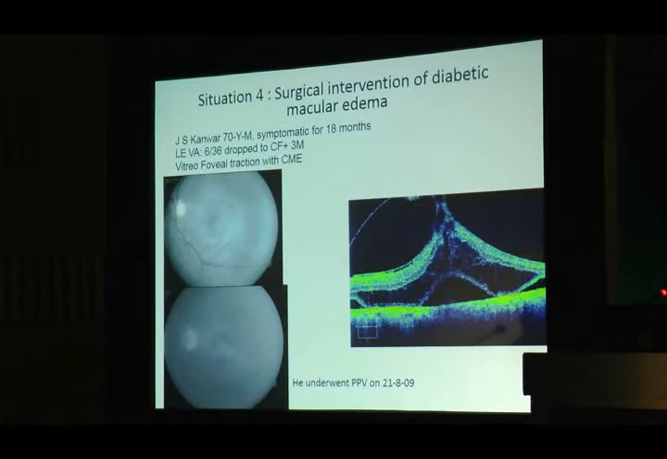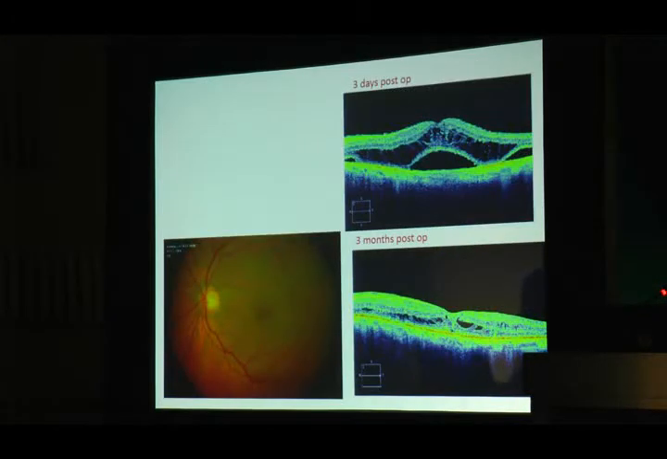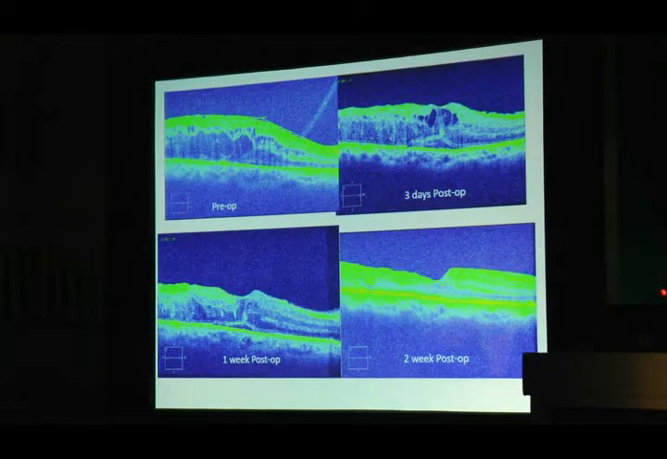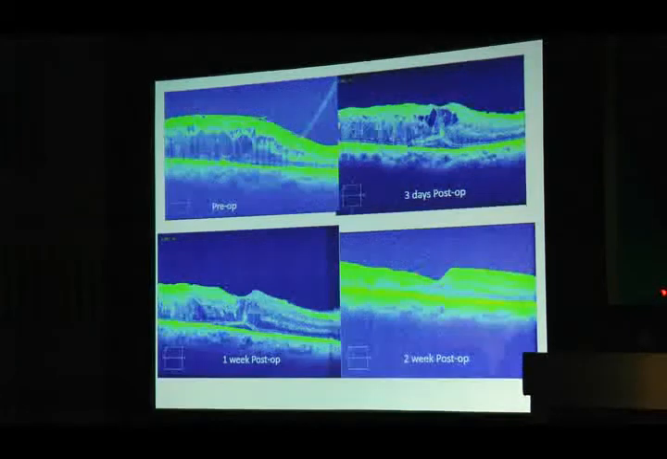For example, this is the patient who underwent surgery. You can see 3 months later also he has few cystoid spaces because he just underwent surgery, no implant. But when we combine the implant with this surgery, this is the pre-op. You can see the taut hyaloid with the cystoid spaces. So you remove the hyaloid, you remove the internal limiting membrane and put the implant. This is pre-op. This is 3 days. This is 1 week, but within 2 weeks you can get a good anatomic and an early rehabilitation.